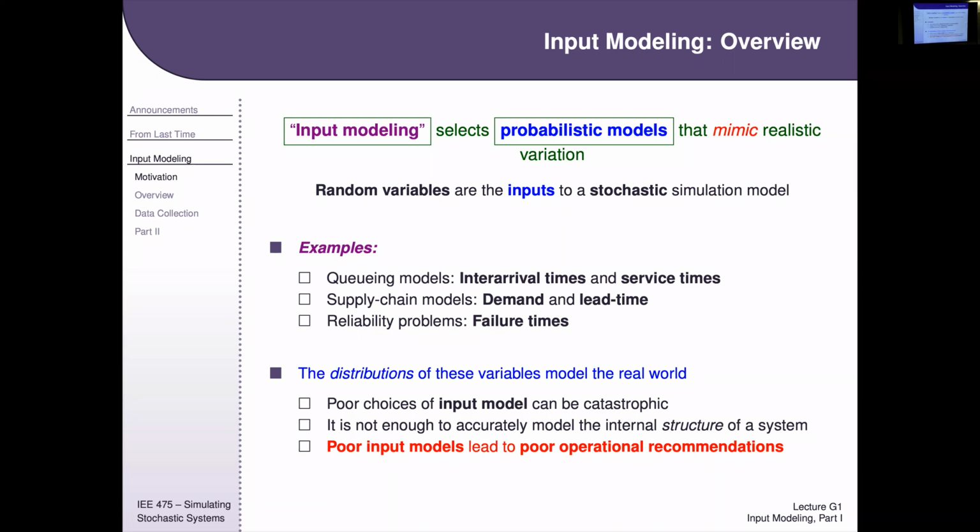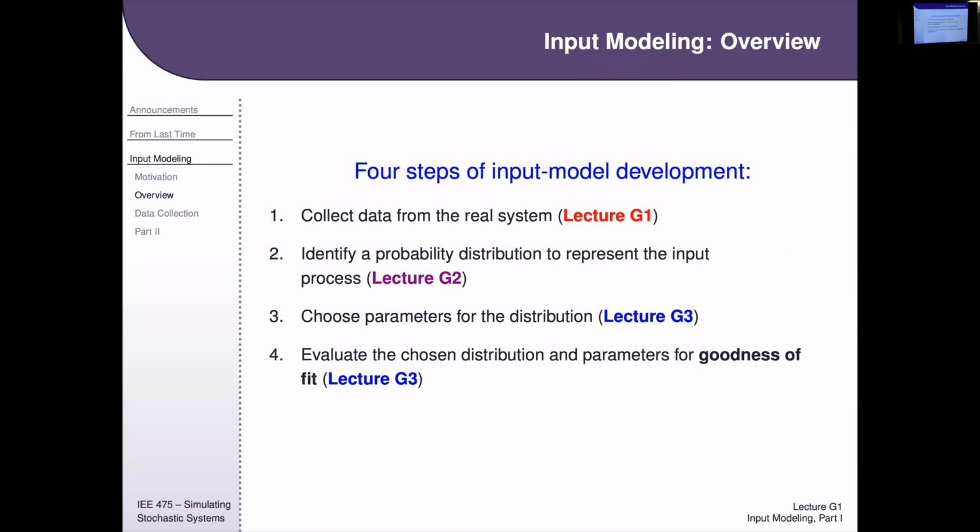And this is just me beating this over the head, that we need to make good choices to make good inferences and good recommendations. So we are going to talk through lectures G1 and G3 about collecting data from the system, about identifying the right family, parameterizing the family, and then assessing goodness of fit. So that's the flow through here.